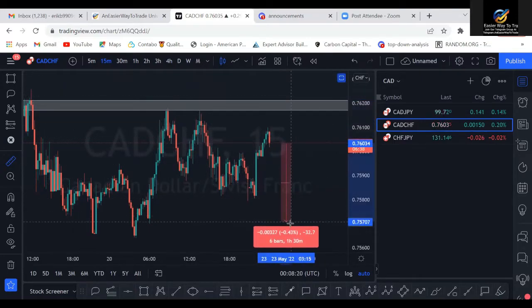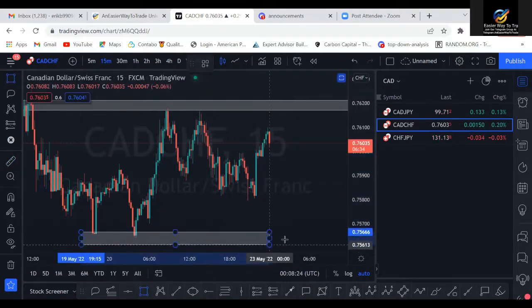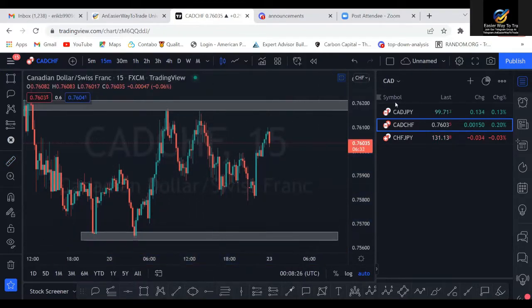Could have a nice stop loss, write it down, about 40 pips down here to the bottom. I like that trade right there. That's a pretty easy trade. We're going to come back to that. We may end up taking that trade before we finish. Any trades? Any questions so far?